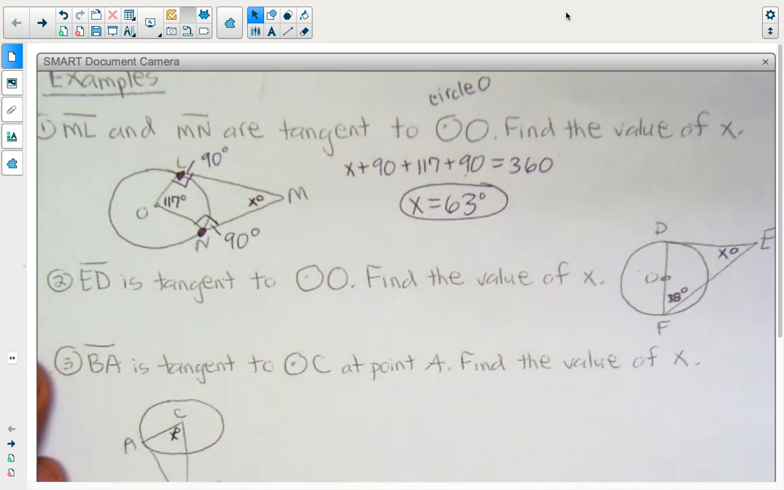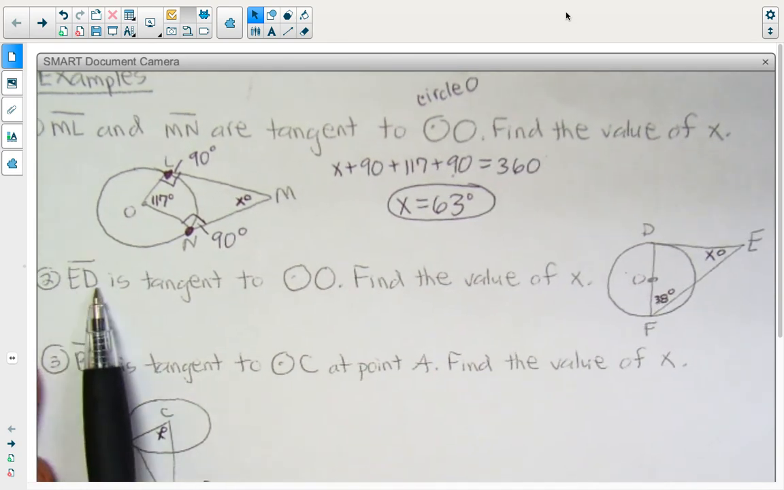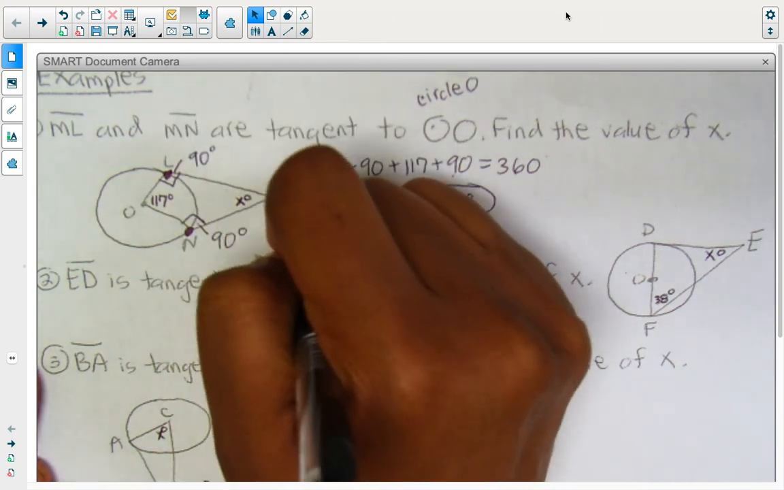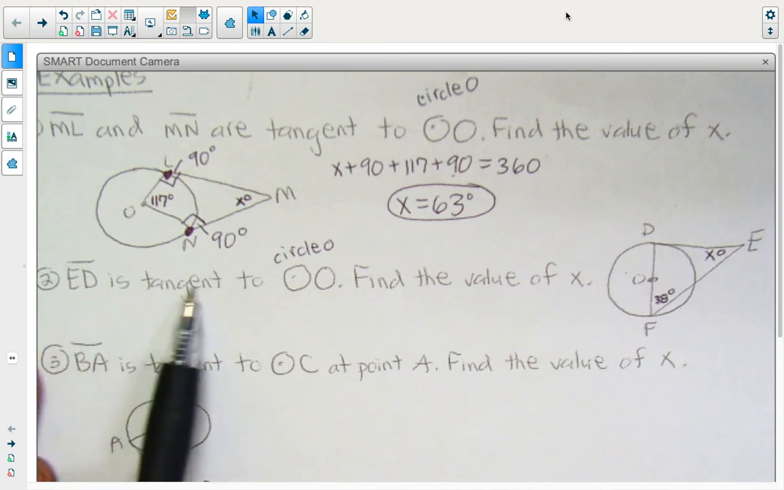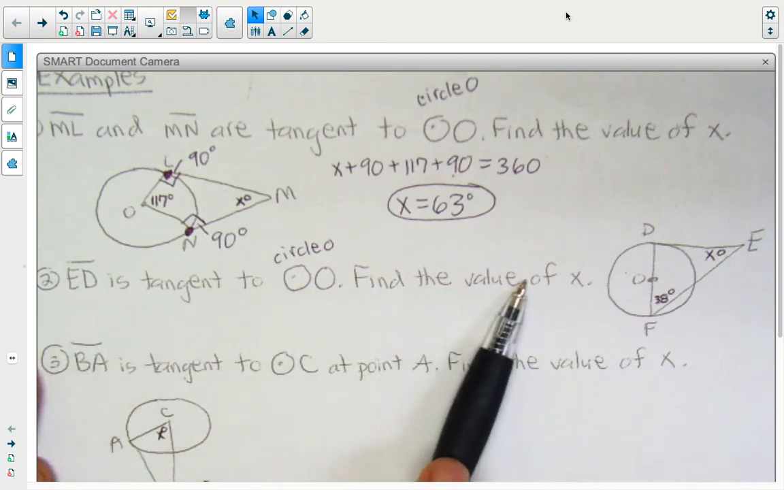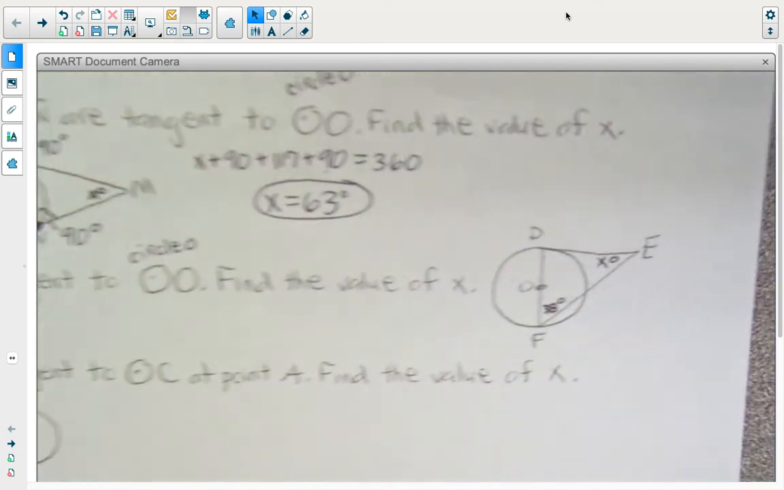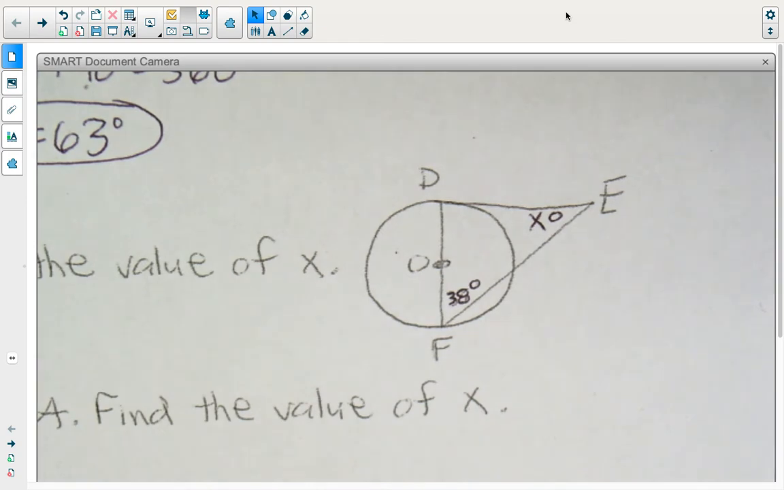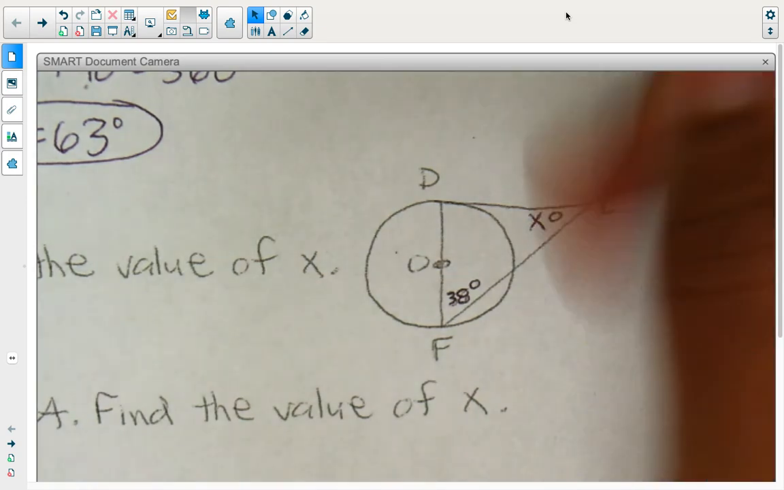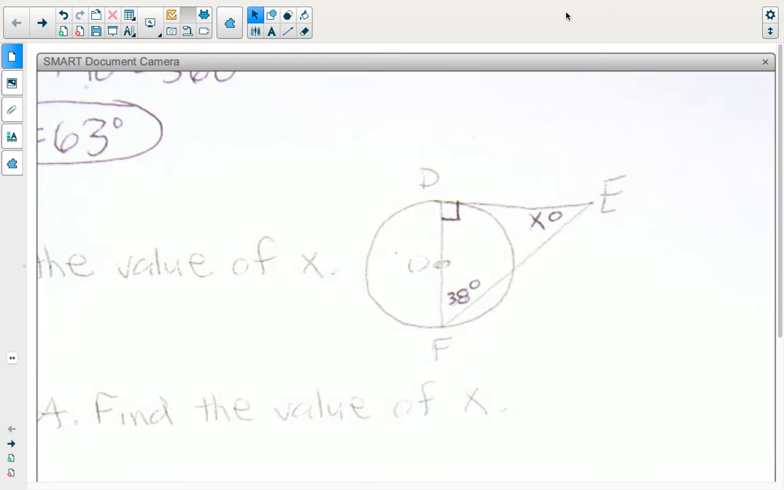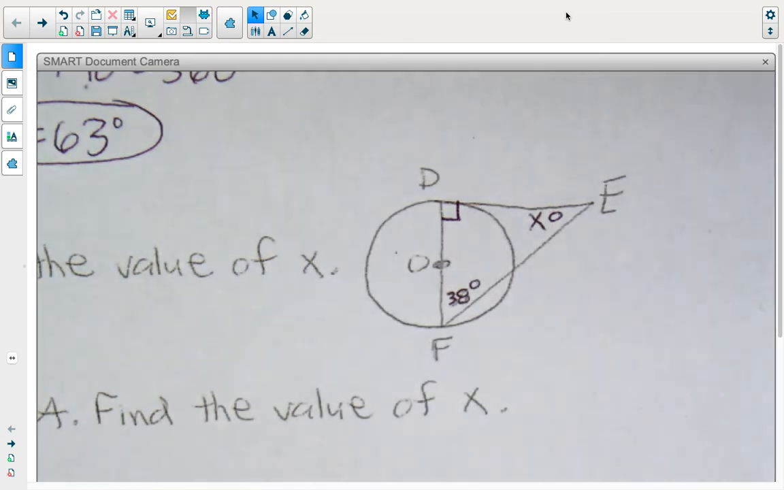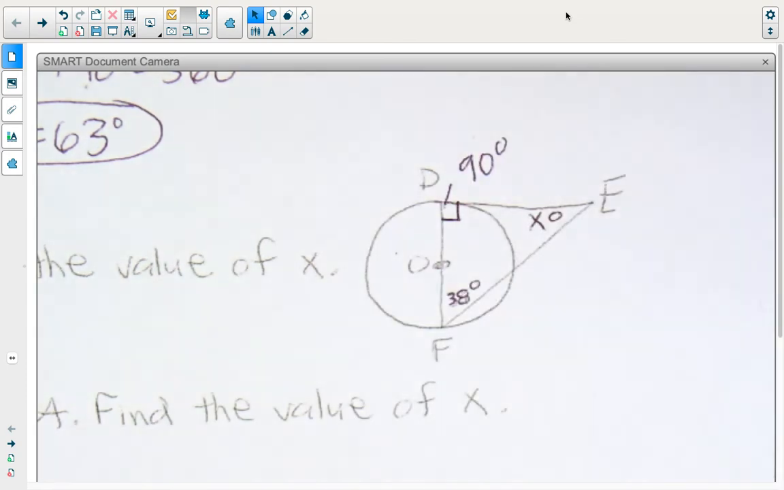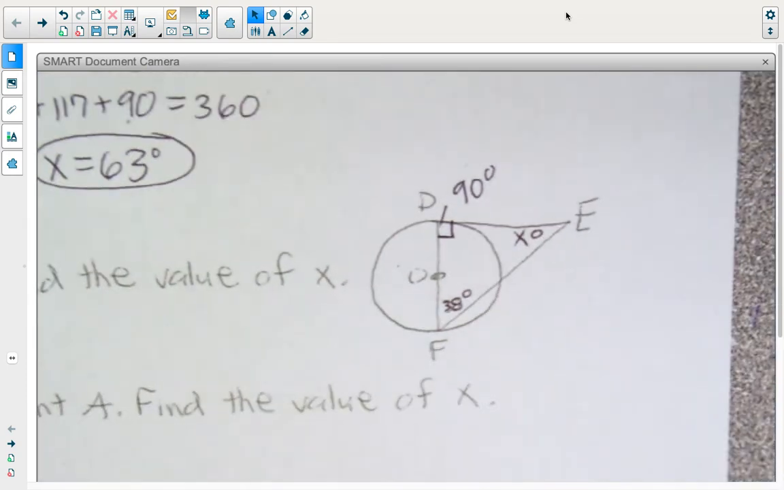All right, problem number 2. ED is tangent to circle O. Again, that is circle O. Find the value of X. So let's zoom in on my picture here. It tells us that ED is tangent to my circle. That means right here, we have a 90-degree angle at D. So this is 90 degrees. I know that because point D is my point of tangency.